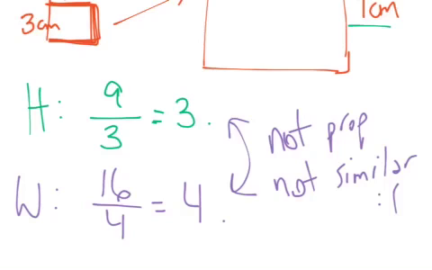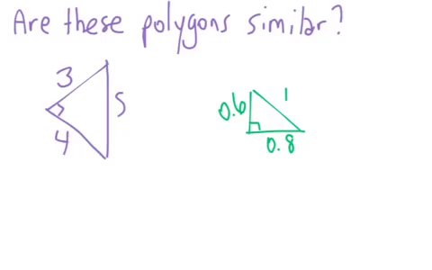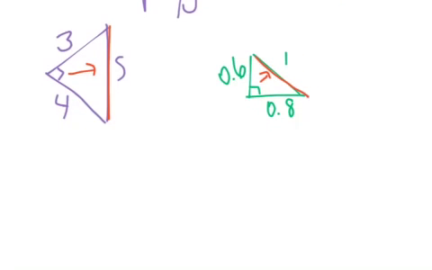Let's try another quick example. So we've got two triangles, and the question is, are these polygons similar? So what we need to do is find the scale factor by comparing each of the three different sides. So first I'm going to start by comparing the length of the hypotenuse. So that's the side that's opposite the right angle. So here it's 5, and here it's 1. So my scale factor there is going to be the new distance, which is 1, divided by its original distance, which is 5. And 1 divided by 5 is 0.2.